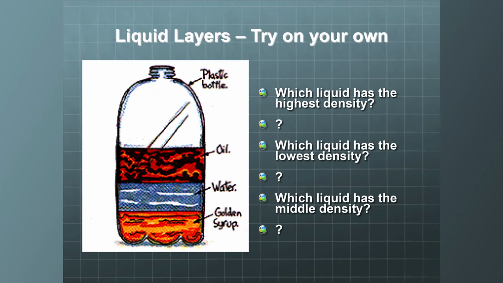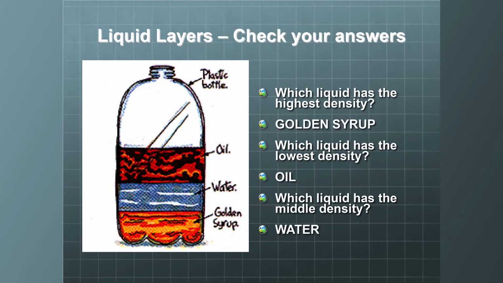Okay, so here's another, try it on your own. Which liquid has the highest density, the lowest density, and the middle density? Based on what we learned, most dense at the bottom, least dense at the top, the golden syrup would have the highest density, the oil would have the lowest density, and the water would have the middle.